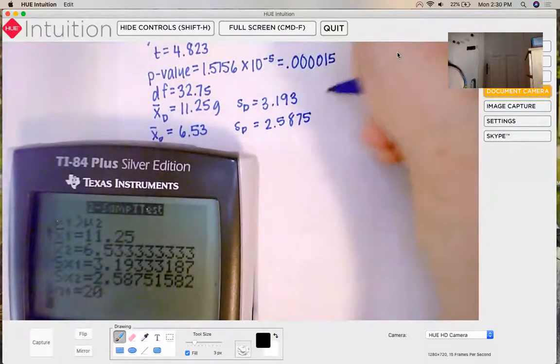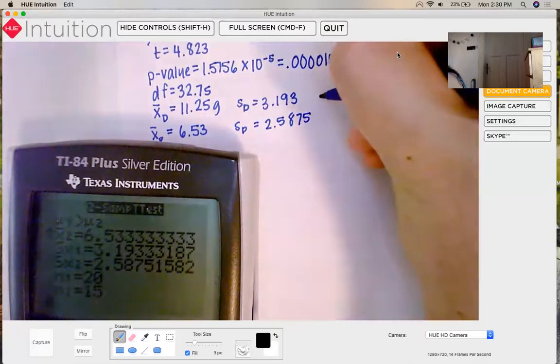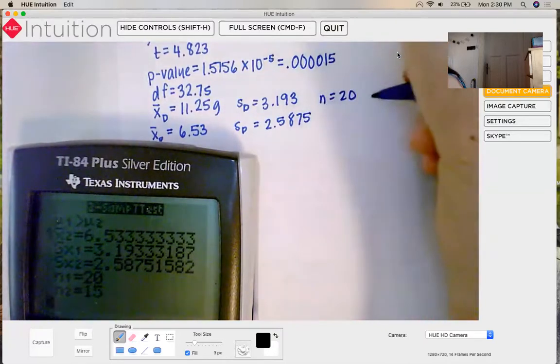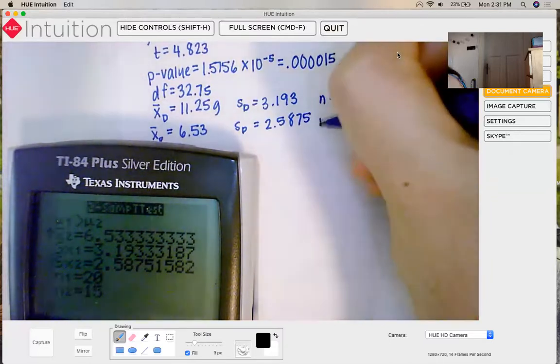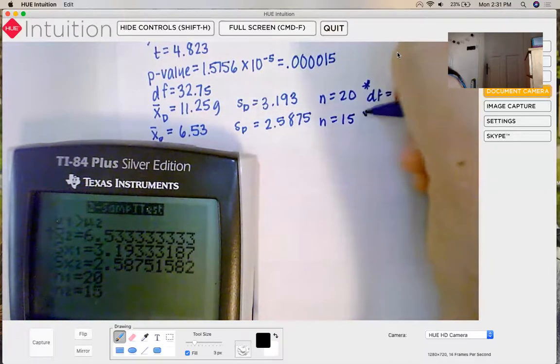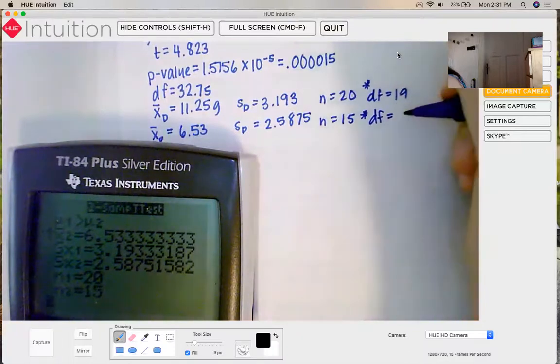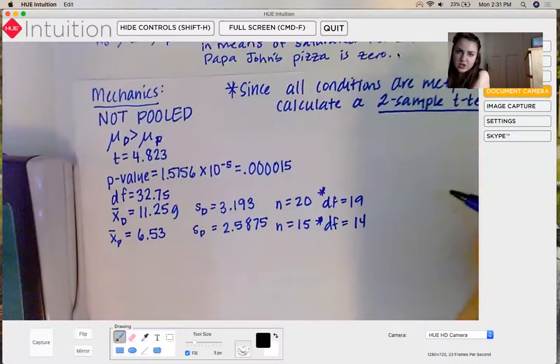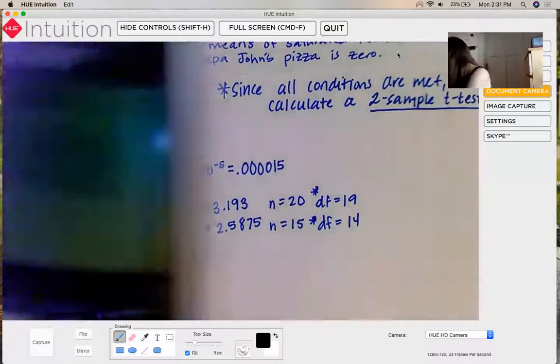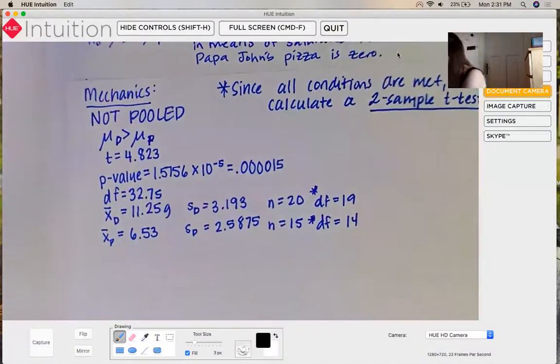Okay, now I could also write my N's. So my N sample sizes, N is 20. Don't forget your DF, that's an important thing, is 19. And here is 15, DF is 14. And those are all of my calculator mechanics that you could just do instead of doing it all by hand to make it nice and easy.